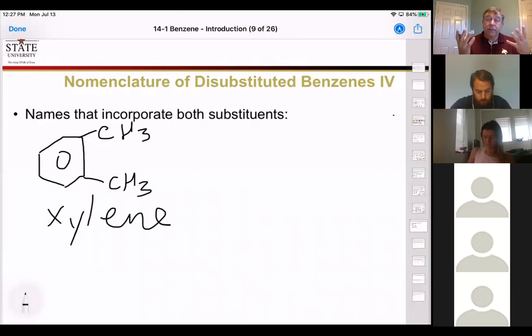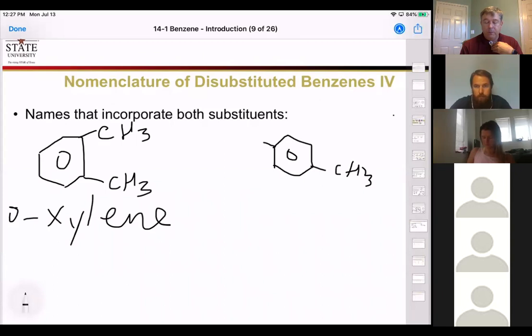And of course, we have 3 isomers of this. We have the ortho one, which would be orthoxylene, metaxylene, and paraxylene. And I'll draw the paraxylene over here, where the methyl groups are just in the 1,4 position, or opposite each other on the benzene ring.